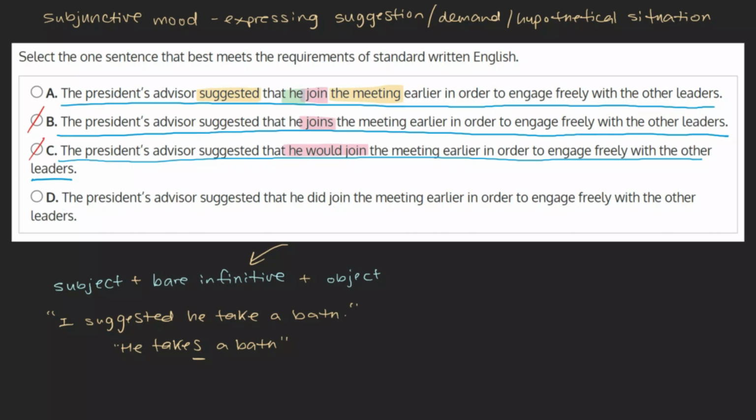And D. The president's advisor suggested that he did join the meeting earlier in order to engage freely with the other leaders. Aside from the tenses not working together in this choice, once again we can mark it off simply because he did join is the wrong verb form and doesn't use the bare infinitive. Based on this, we can mark this choice as incorrect and mark our original answer, choice A, as our final answer.